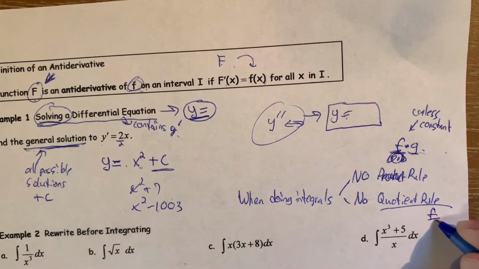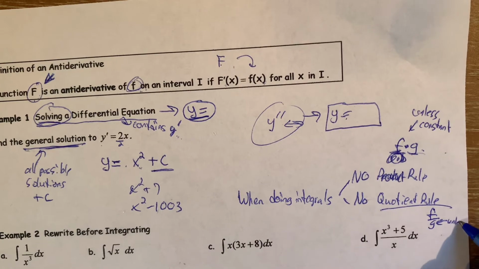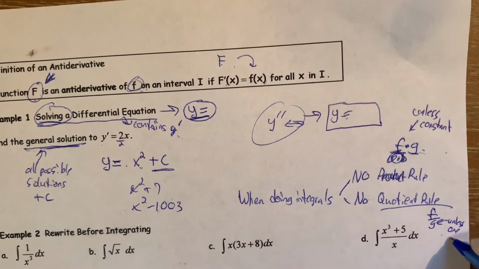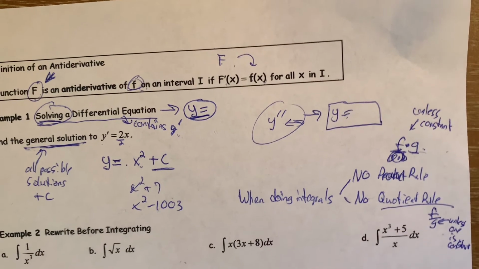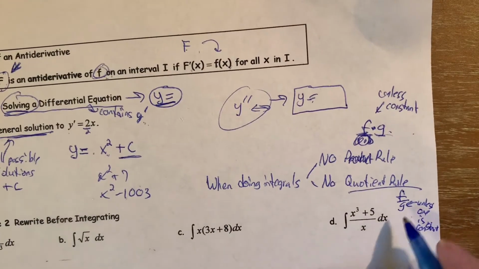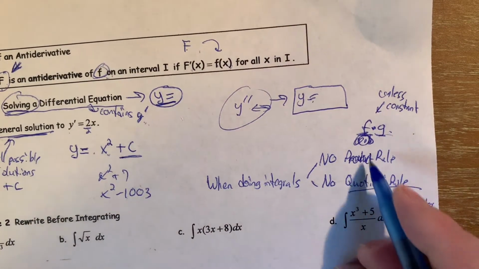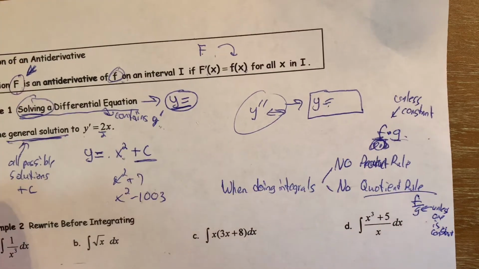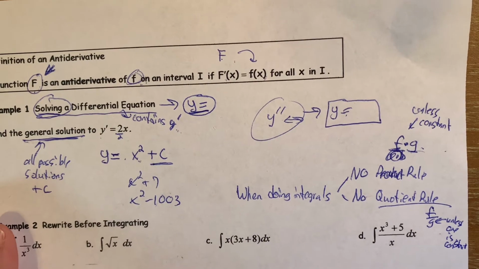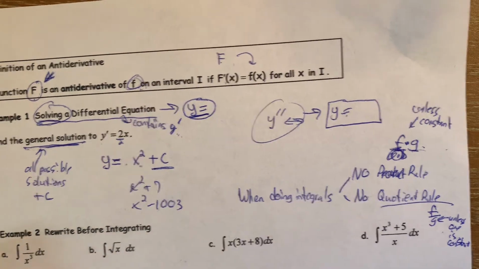If you have f over g, again, unless one is constant, then it's cool because you could just rewrite it as multiplying by a constant. There is no quotient rule or product rule. And so it becomes really important in integrals to be able to rewrite as something we can do the integral of.